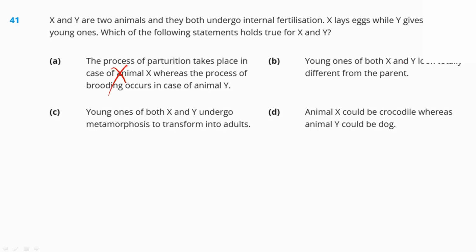Second, young ones of both X and Y look totally different from the parent. This is incorrect. Next, young ones of both X and Y undergo metamorphosis to transform into adults. This is incorrect. And option number D is animal X could be crocodile, whereas Y could be dog. Yes, this is the correct statement. So option number D is the right answer.